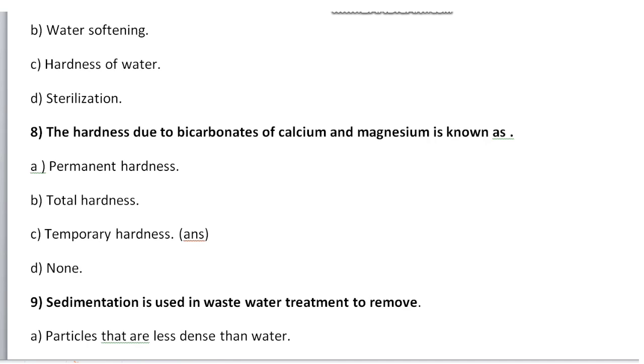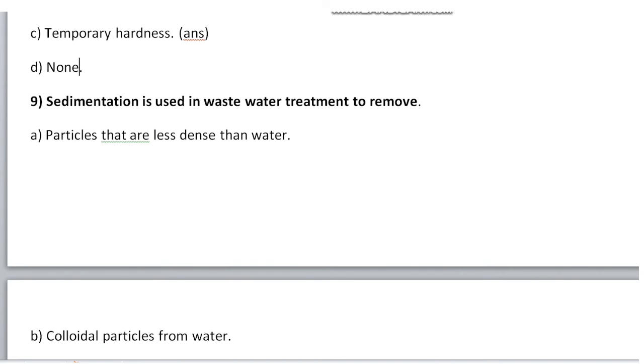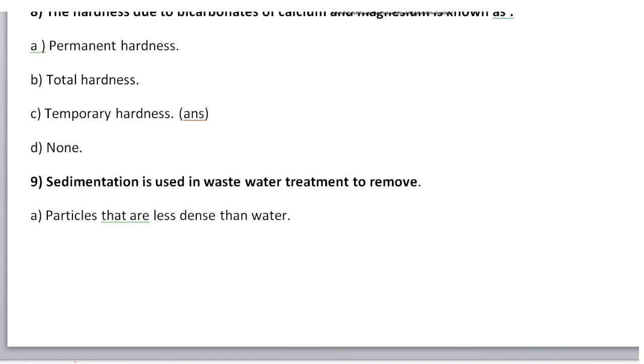Then the hardness due to bicarbonate is known as which type of hardness? Bicarbonates of calcium and magnesium are known as temporary hardness, while the hardness due to chlorides and sulfates of calcium and magnesium is known as permanent hardness.